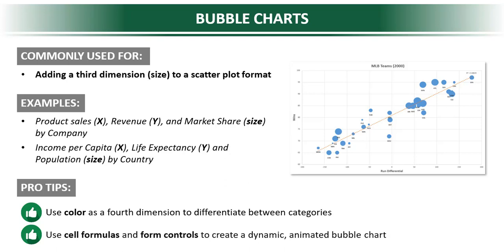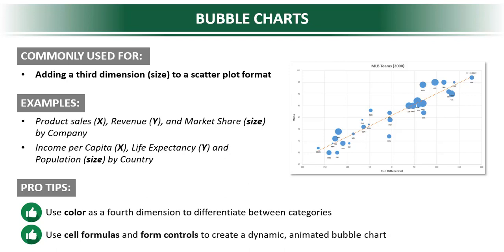Hi guys, in this chapter we'll discuss bubble charts. These bubble charts are the same as scatter plots, but the difference is that in scatter plots we have only x and y axes, while here, along with the x and y axes, we also have a z axis, that is for size. So bubble charts are commonly used for adding a third dimension, called size, to a scatter plot format.